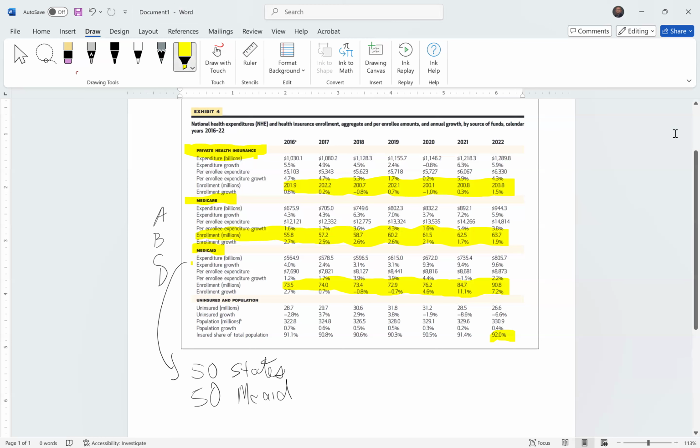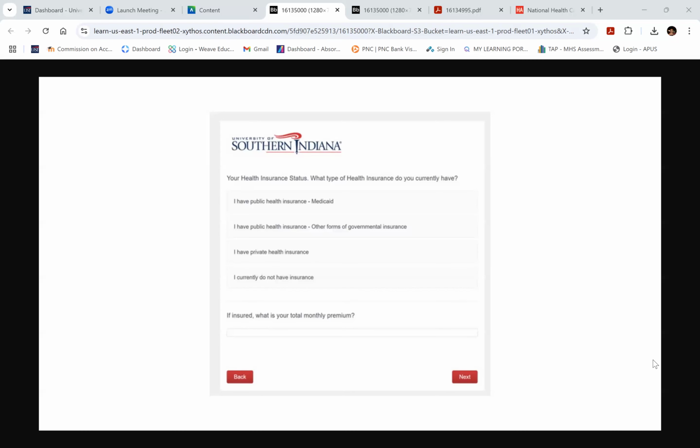I want to ask you to look at one more thing, and this is the class activity. The class activity for today, and I'm going to ask you to do a little research, is to take a survey. The survey is on your Blackboard site. It's a class activity, to find out what type of insurance you have or don't have today.